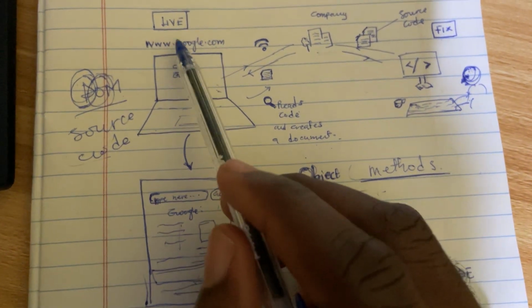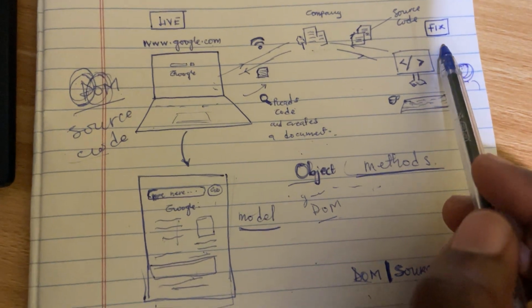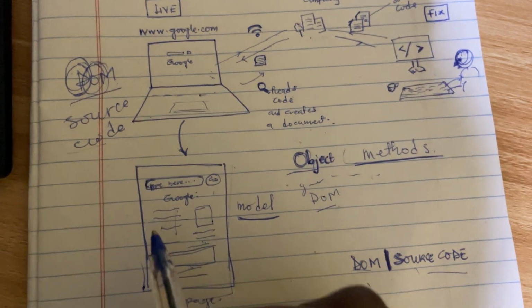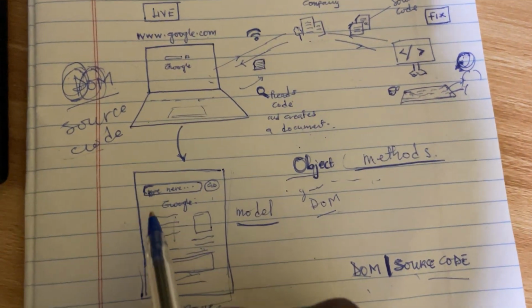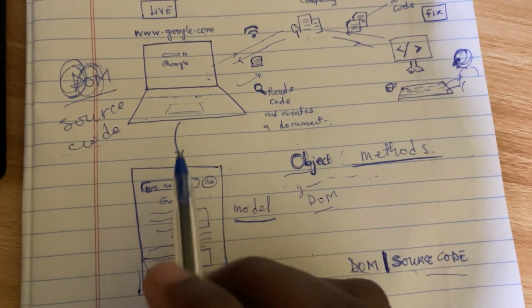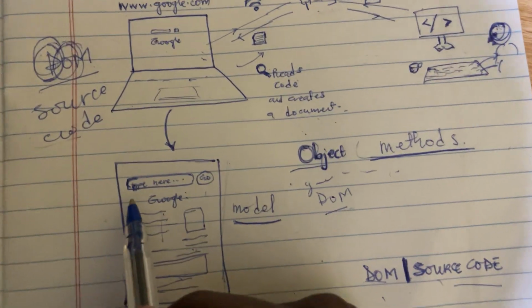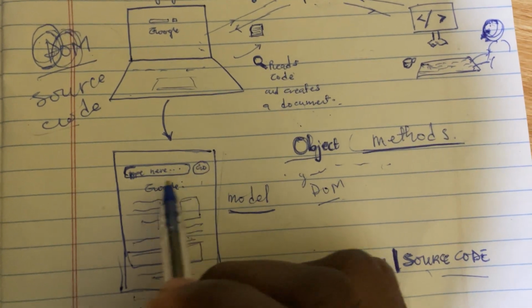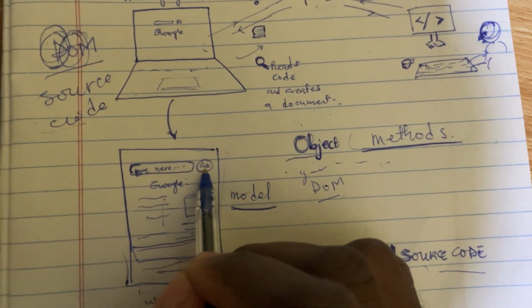And that is what? Live. The source code is fixed, but the DOM is live. What does that mean? It means that assuming we requested google.com, a search engine web page, and it loads, we'll have what? An input box, sorry, and a submit button.